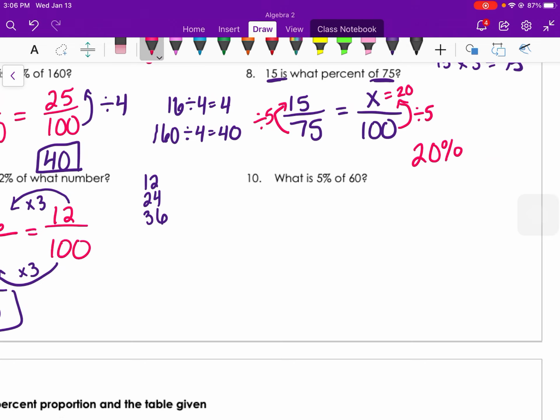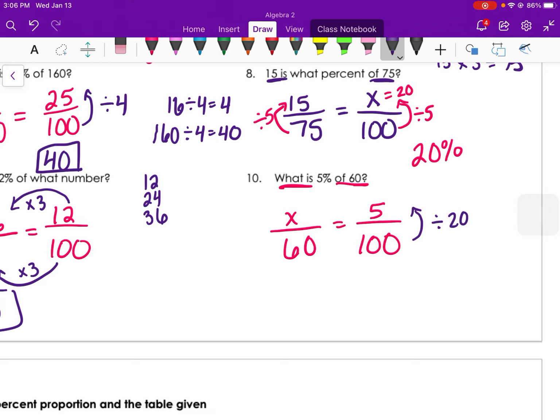One more. What is x on top, of 60 and 5% of 100. So I do know that you can divide 100 divided by 20 to get to 5. So 60 divided by 20, which is 3, would be our answer. You can cross multiply if you're unsure as well.